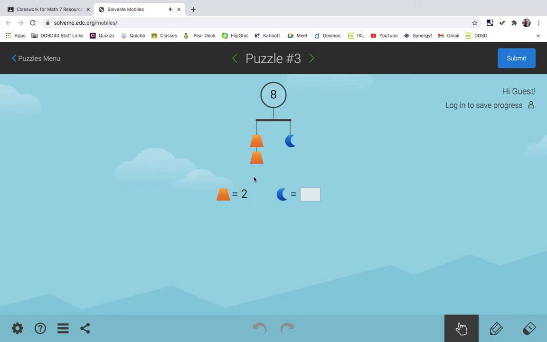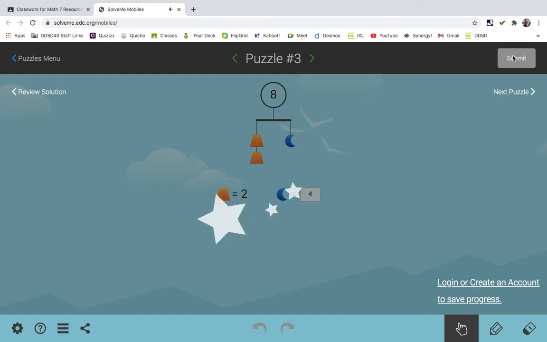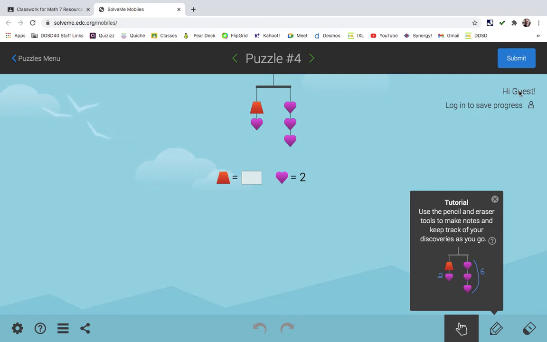If each of these is 2, then that would be 2 and 4. And this side would have to be 4. So that's a 4. And then we'll take a look at the next one. And so this, then we started making a connection. Like, what if these got a little bit too complicated?